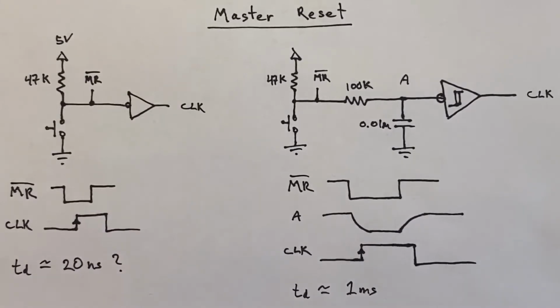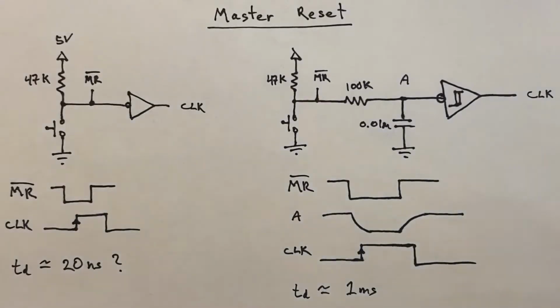Now, if you recall, there were two types of counters that we looked at. One was the 161 and the other was the 163. The 161 has the advantage that the master reset is jam loaded, whereas the 163 has a synchronous reset, and therefore it needs the clock signal. So that really means resetting the 161 is way simpler than the 163.